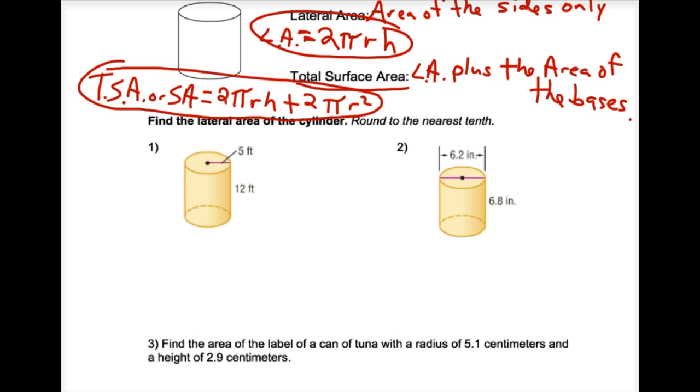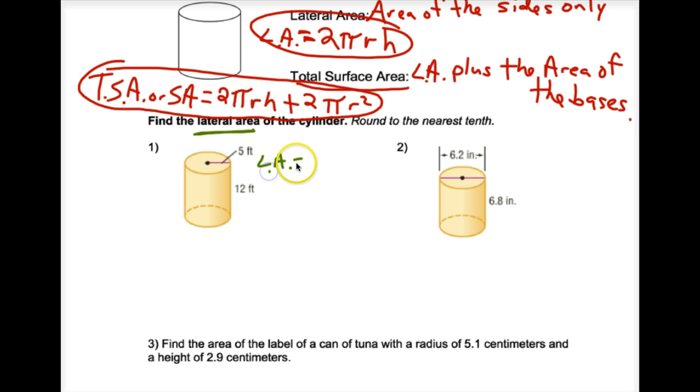Mr. Devon, read us the directions above number one. Find the lateral area of the cylinder, round to the nearest tenth. Okay, so what are we finding for the first couple here, Devon? The lateral area. Does it anywhere in there say to find the total surface area? Guys, read your directions tonight. All you're going to do is find the lateral area. In some of them, it's going to say find the surface area. All right, let's do this.